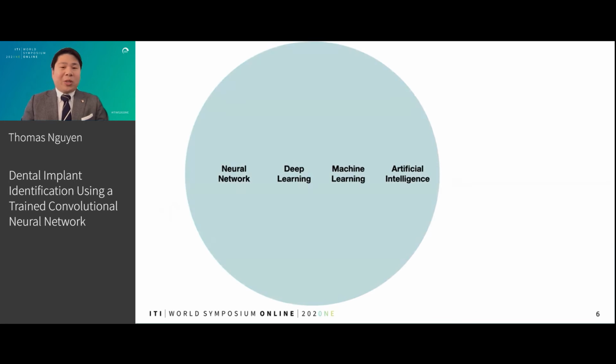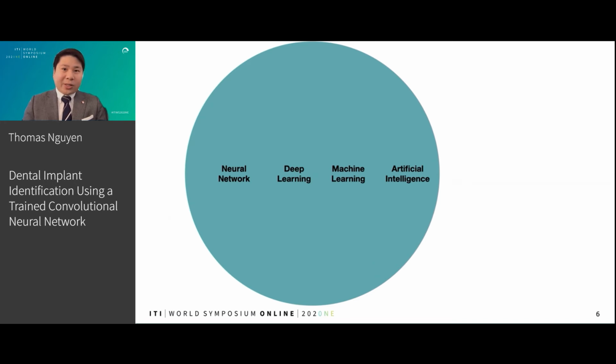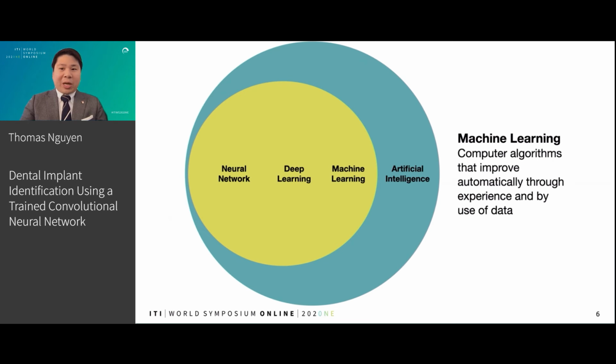If we have to regroup them, then yes, all of them are under the umbrella of artificial intelligence. However, machine learning is a computer algorithm that improves automatically through the experience and the use of data. So this is a way that machines use to learn.